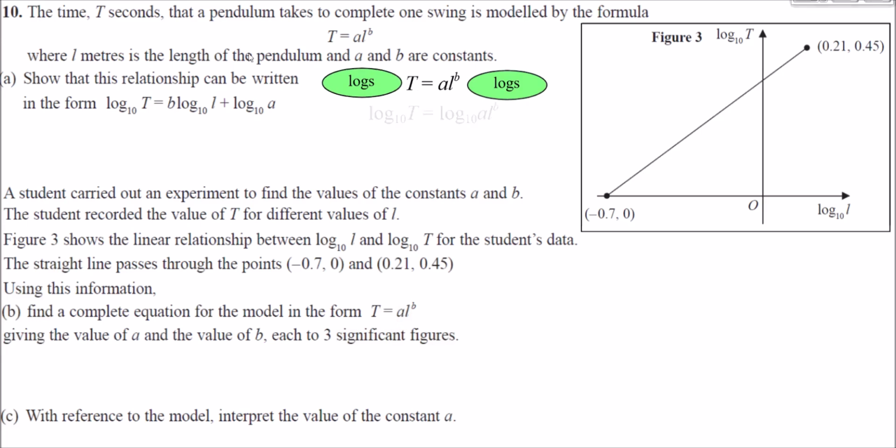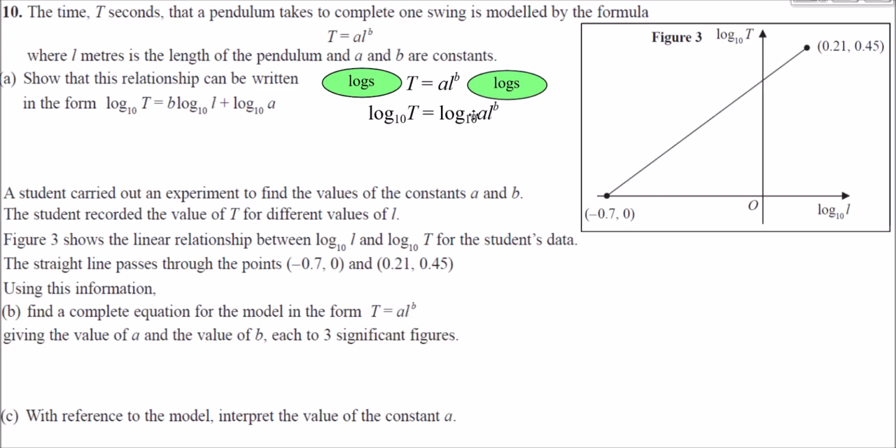I'm going to get that log base 10 of T equals log base 10 of the product of A, L to the power B. The first thing I'm going to do now is to split this, because log base 10 of A L to the power B is a product of A and L to the power B.